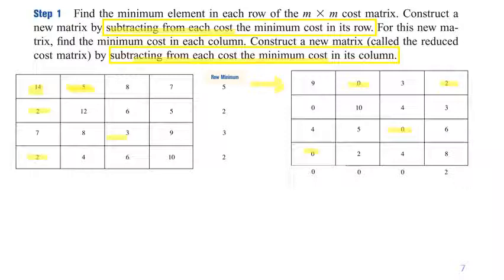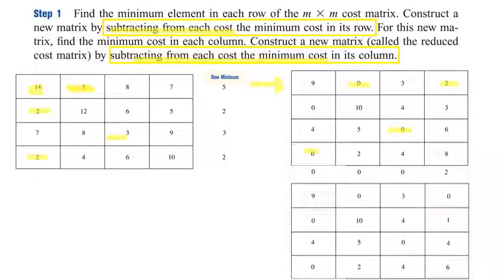Then we subtract each column by its minimum. The first, second, and third columns obviously don't change because the minimum costs are 0. But the fourth column, you see, from 2 becomes 0, from 3 becomes 1, from 6 becomes 4, and from 8 becomes 2. So that's the end of the first step of the Hungarian method.